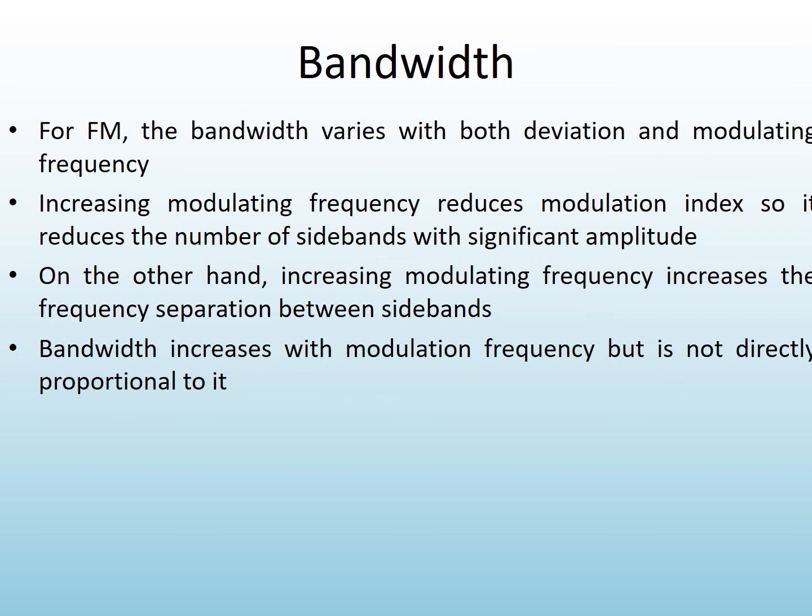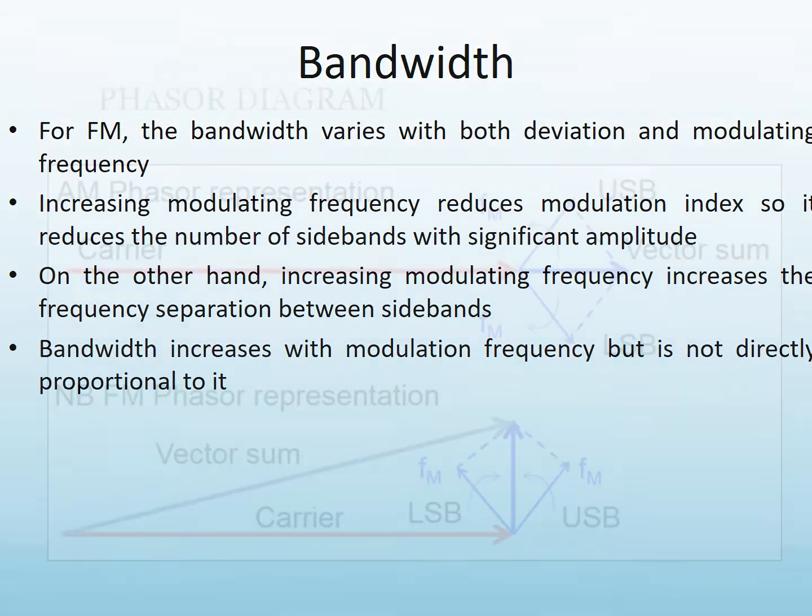So it depends upon the deviation, how much it is going to get deviated, as well as what the modulating frequency is going to be. This is depicted by Carson's rule. So bandwidth is equal to twice the maximum deviation plus the maximum modulating signal frequency.